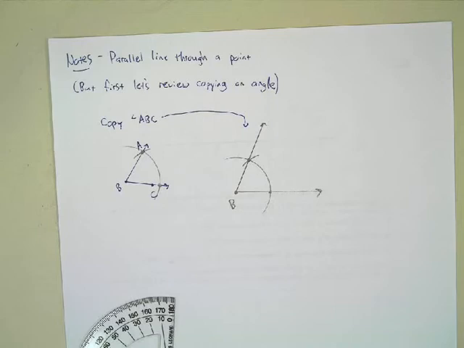I remember copying an angle differently. I remember making a line with a straight edge, and then getting my compass and putting it on BC, and then putting it on B prime, and then making C prime.